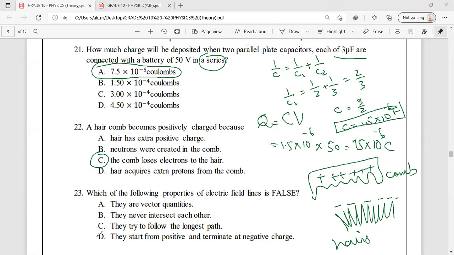In question number 23, we have to identify the false statement about the electric field lines. They never intersect each other. They start from positive and terminate into the negative. They have a particular direction from positive to negative. So option C is the right answer, that they try to follow the longest path.